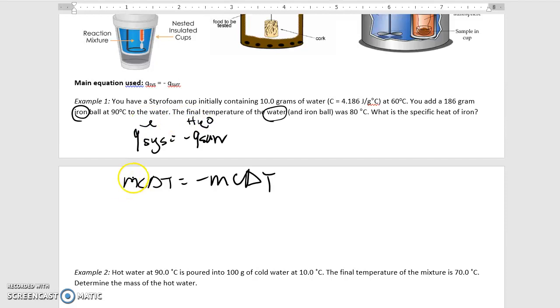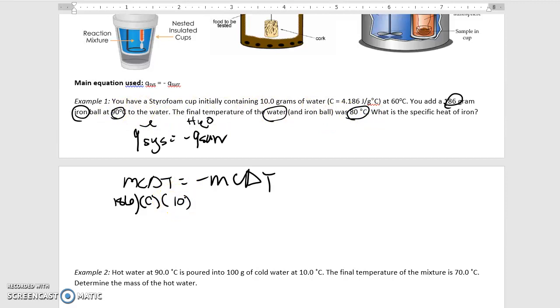So our M of the iron would be right here in the problem. So I'm going to plug in 186. Our C of the iron is what we're solving for, but I know my delta T of the iron. The final temperature is 80. The initial was 90. So that means 80 minus 90 is negative 10.